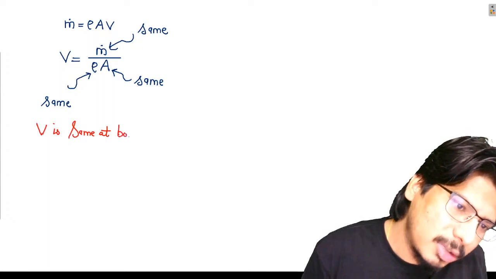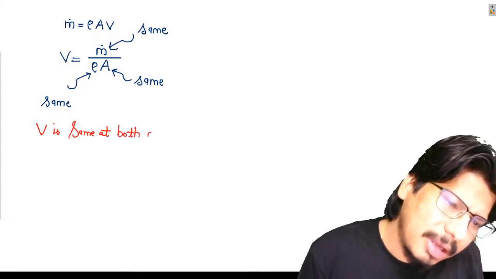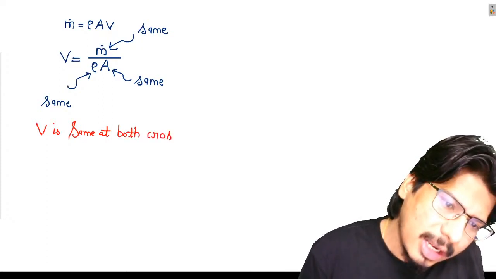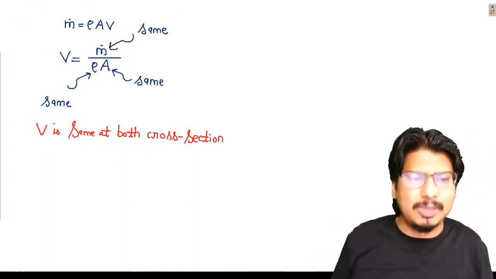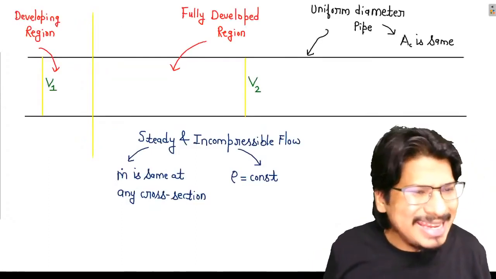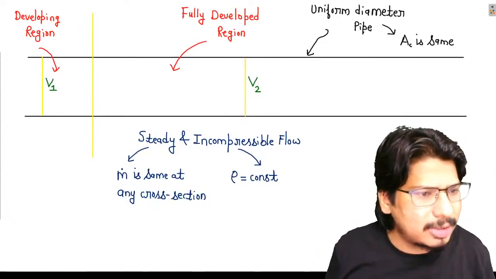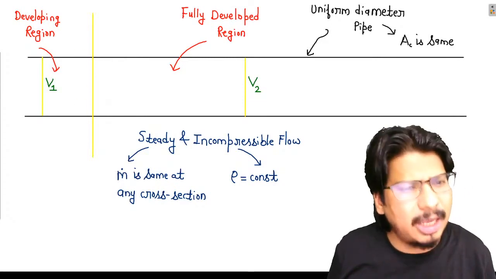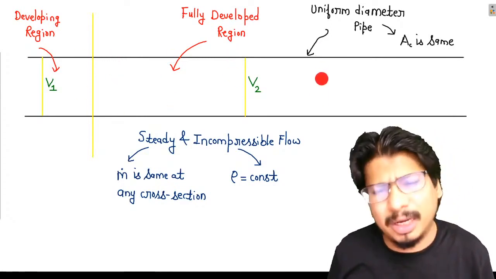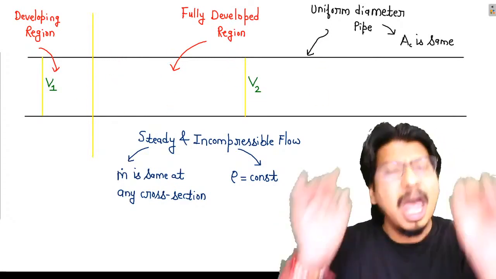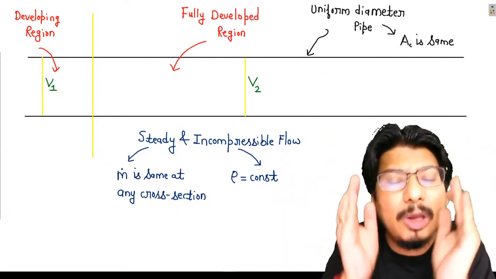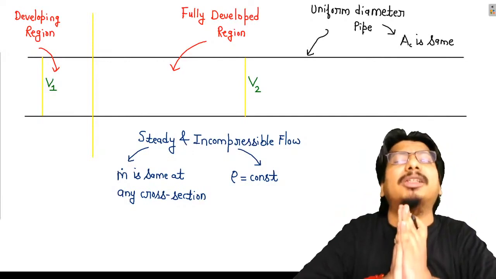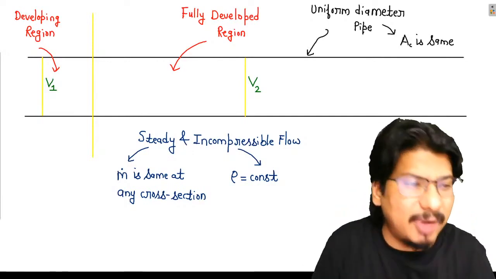At both cross sections. So याद रखना बेटा, this is already a GATE question. This has been asked in GATE exam. So please understand what I'm saying. You take any cross section, maybe one here, another here, one here, one here, one here. If you are having steady and incompressible flow through uniform diameter pipe, 100% the average velocity will be same everywhere.